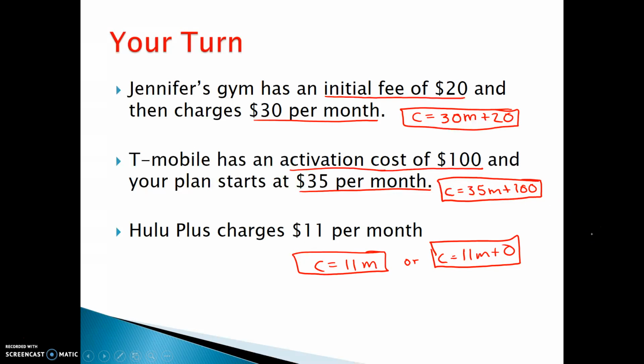And then the last one, Hulu charges 11 per month. So again, you can say your cost is equal to just 11 times the number of months, or your cost is equal to 11 times the number of months plus 0 activation fee, right? They're not going to charge you to subscribe or anything like that. All right, guys. So again, that's the very first key part that I want you guys to take away from today: how to write an equation based off a situation.